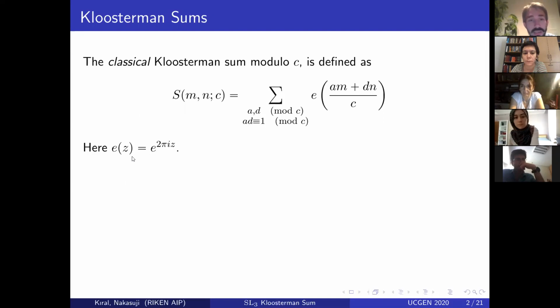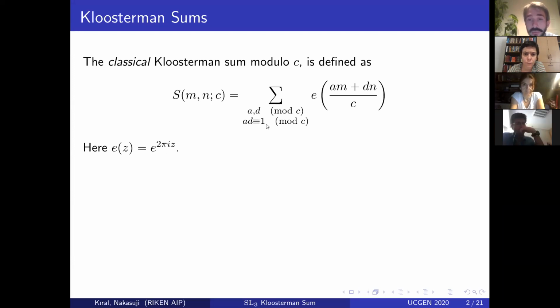So here e(z) is e to the 2 pi i z. So these are all points on the complex unit circle. And there's a single parameter. Well, it looks like there's two, but one of them is the inverse of the other. And this is summing over all a modulo c. Well, this condition necessitates that a and c are relatively prime to each other. And this is the Kloosterman sum modulo c with two twisting parameters, m and n.